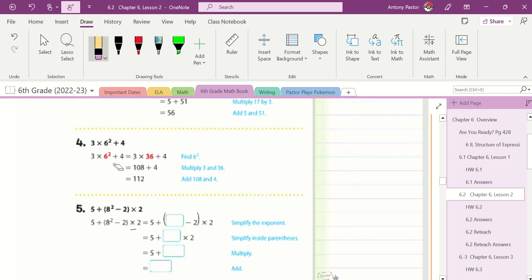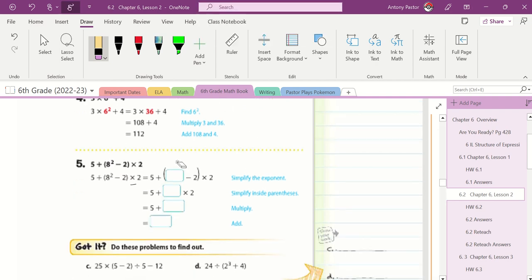In example 4, we have an exponent first. 6 to the power of 2, or 6 squared. 6 times 6. So I would rewrite 3 times 6 to the power of 2 plus 4 as 3 times 36 plus 4. Then the next time I would do my multiplication next, because it's multiplication and division next, and that is 108 plus 4. And that would give me my answer of 112.